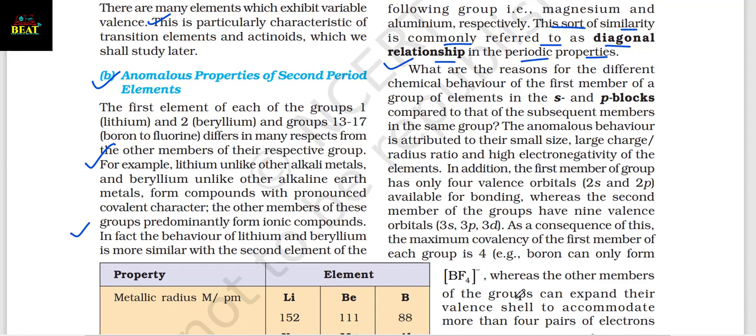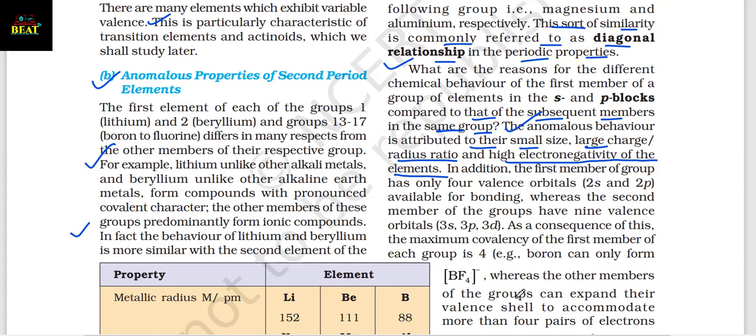What are the reasons for the different chemical behavior of the first member of a group of elements in the s and p blocks compared to that of the subsequent members in the same group? The anomalous behavior is attributed to their small size, large charge/radius ratio, and high electronegativity of the elements.